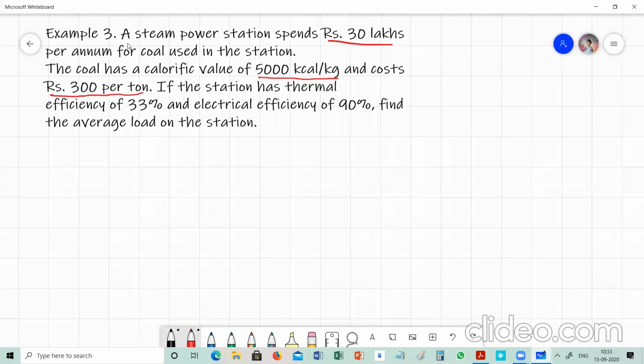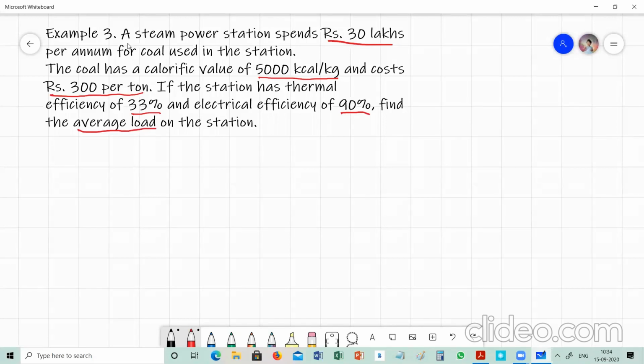If the station has a thermal efficiency of 33%, means what? The efficiency of the cycle containing the boiler and turbine part, where we can say the water-steam cycle, has an efficiency of 33%, and the electrical efficiency of 90%. Means the generator part has an efficiency of 90%. Find the average load on the station. We have to calculate the average load on the station.